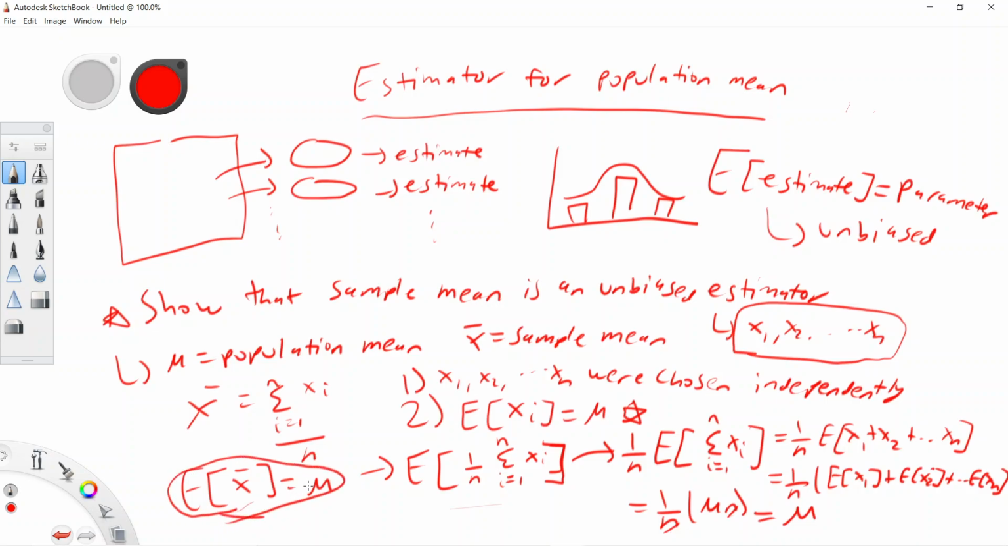That means if we took the sample mean and calculated it in this regard, then the average of those sample means, or the expected value, is going to approach the population mean. So thus, this estimator is unbiased by definition.